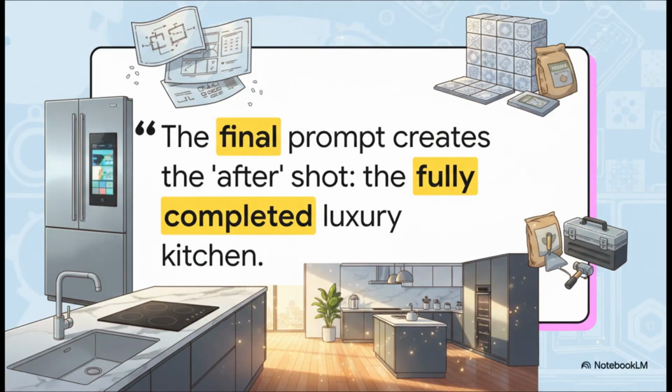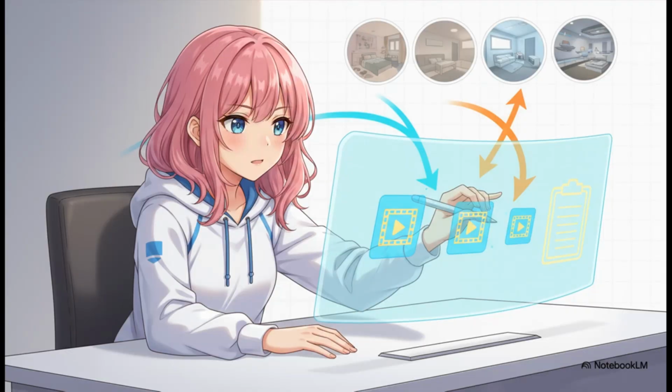And then, of course, the grand finale. The 4th and final image prompt describes the finished product, a stunning, fully renovated luxury kitchen. This is our big aftershot. This is the payoff. But wait, there is more. The GPT also gives us 3 video prompts. Now, these are specifically designed to create the motion between our 4 main images. So make sure you copy these and keep them somewhere handy. We're going to need them very soon.